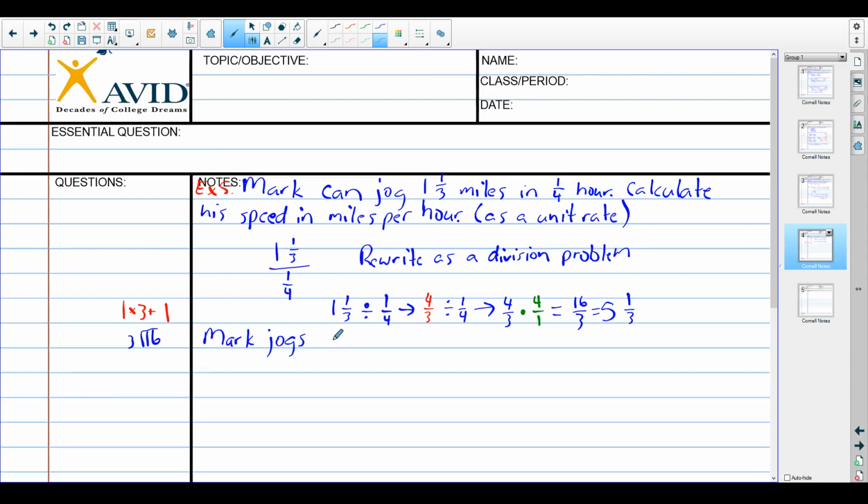So you can say Mark jogs 5 1/3. So what's our units? It's miles per hour. And if you're still confused by that, per just means in 1. So he jogs 5 1/3 miles in 1 hour. It means the same thing. Okay? Per. Not like a cat.